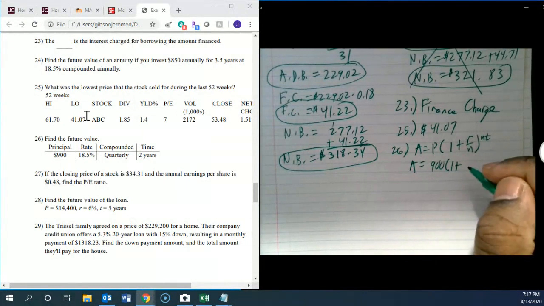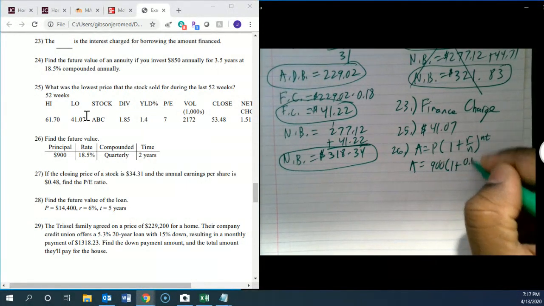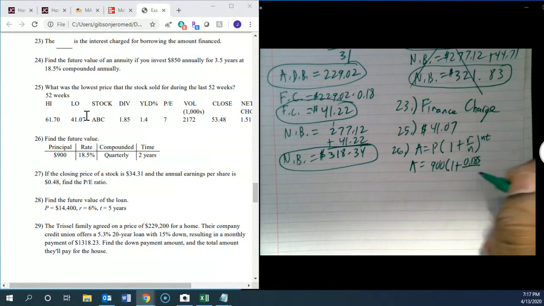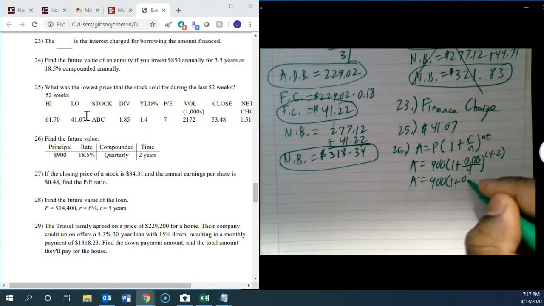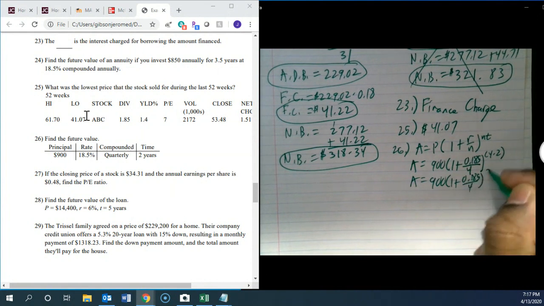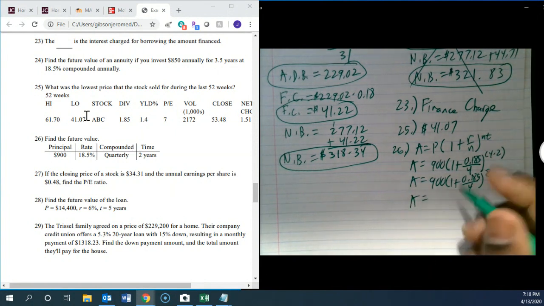The rate is 18.5%, which is 0.185. And then the number of times it's compounded, it said quarterly. So we'll divide this by 4 because that'll mean that it compounds 4 times in a year. N is the number of times it compounds. And the time it says here is 2 years. So this future value is 900 times 1 plus 0.185 divided by 4 to the 8th power. So now when you put this in your calculator, your future value would be $1,292.19.